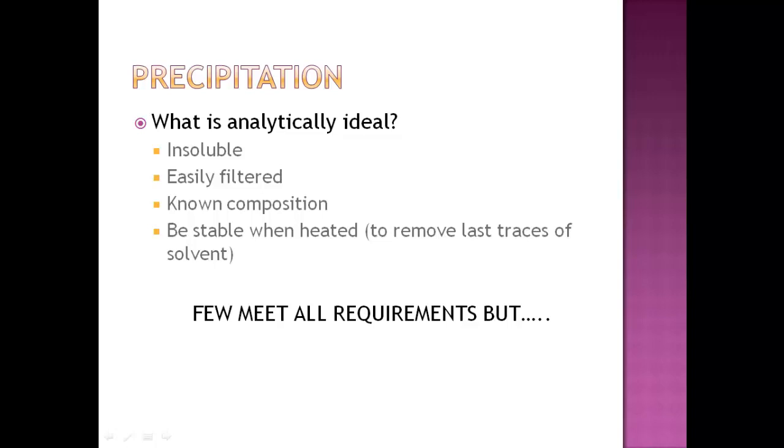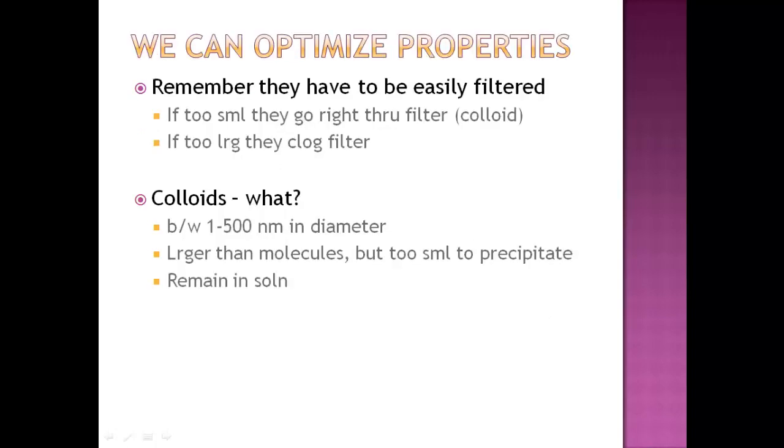So if you want to remove any traces of solvent or anything, you don't want it to decompose when you're trying to heat it. So it should be pretty stable when you're heating it. And really, there aren't a lot of substances that really meet those requirements, just how they are, but there are things that you can do to actually optimize their properties. So we can optimize the properties, but a couple of things I want to talk about before optimization, which basically includes crystal growth and nucleation.